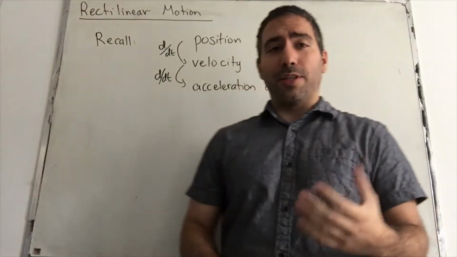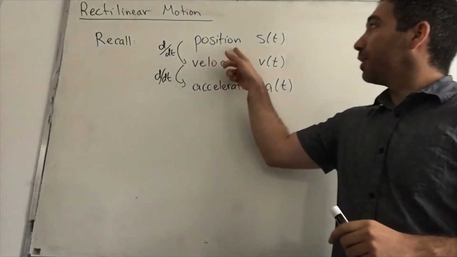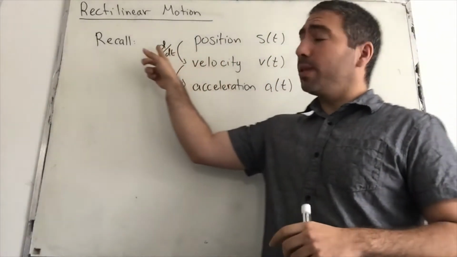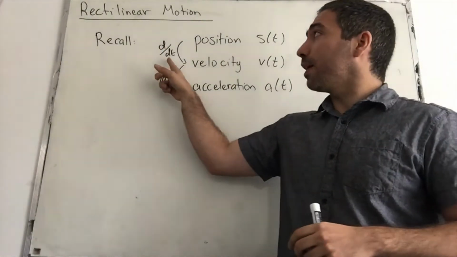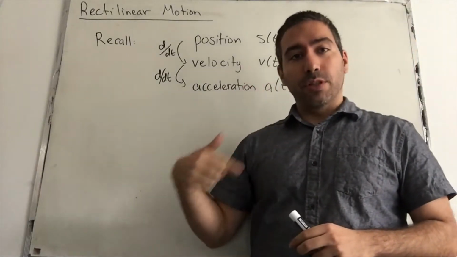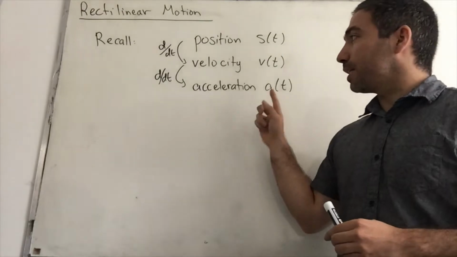And we saw in calculus 1 that if you're given the position function, which we called s of t, and we take the derivative with respect to time, that gives us velocity, which we denoted as v of t. And if we took the derivative again, we get acceleration, which we denoted as a of t.